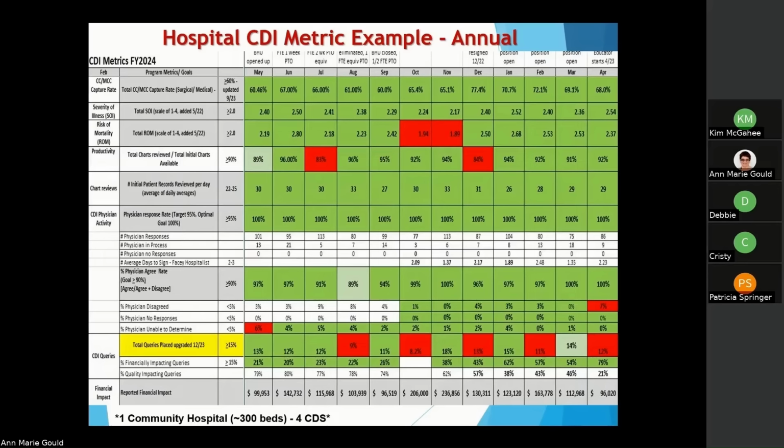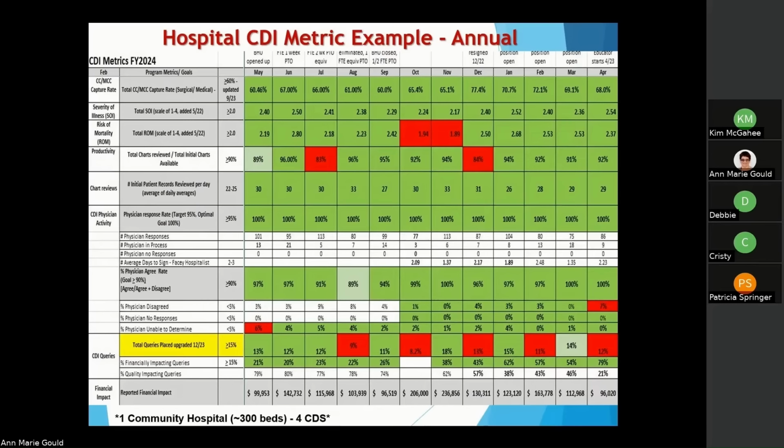This was a fiscal year 2024 hospital CDI metric example. This was an annual report. This community hospital was about 300 beds, with 4 CDIs. And you can see that they had the CC/MCC capture rate on top, severity of illness. They did risk of mortality data. So they caught all that.